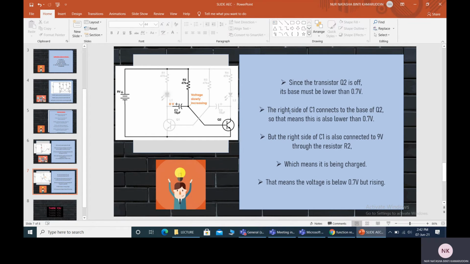Since the transistor Q2 is off, its base must be lower than 0.7 volt. The right side of C1 connects to the base of Q2, so that means this is also lower than 0.7 volt. But the right side of C1 is also connected to 9 volt through the resistor R2, which means it is being charged. That means the voltage is below 0.7 volt but rising.